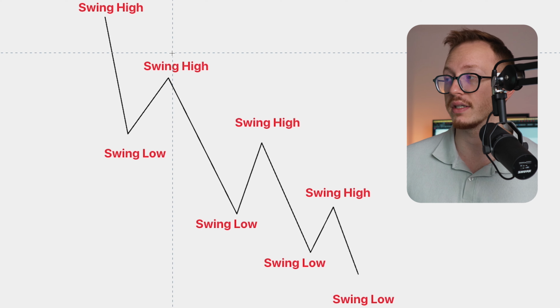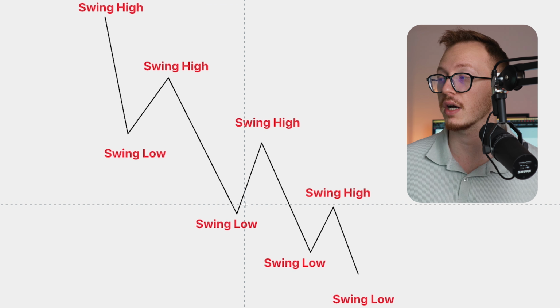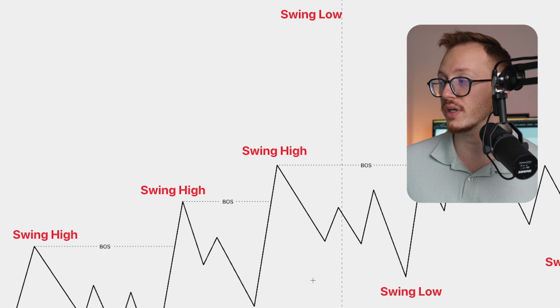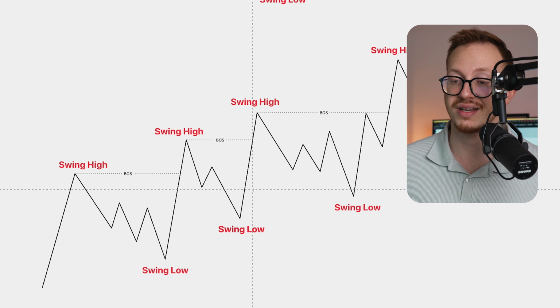So what we'll be doing in a downtrend, we want to sell as close as possible to the swing high, we want to target the swing low. In an uptrend, we will be entering as closely as possible to the swing low and we'll be targeting the swing highs. It is really important to remember that the trend is your friend. You will always want to trade with the trend and never go against it.